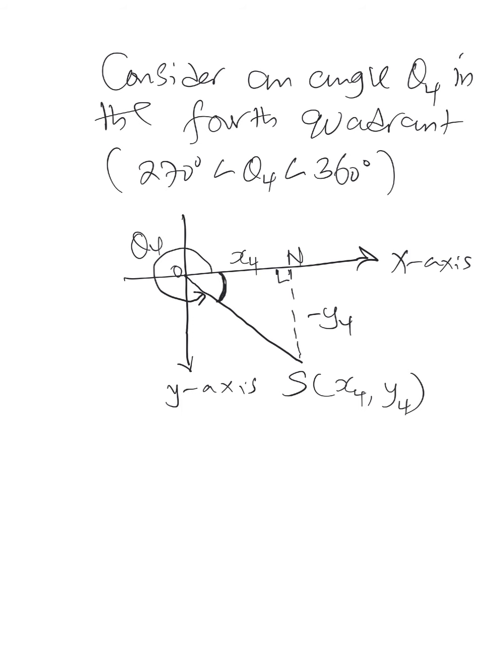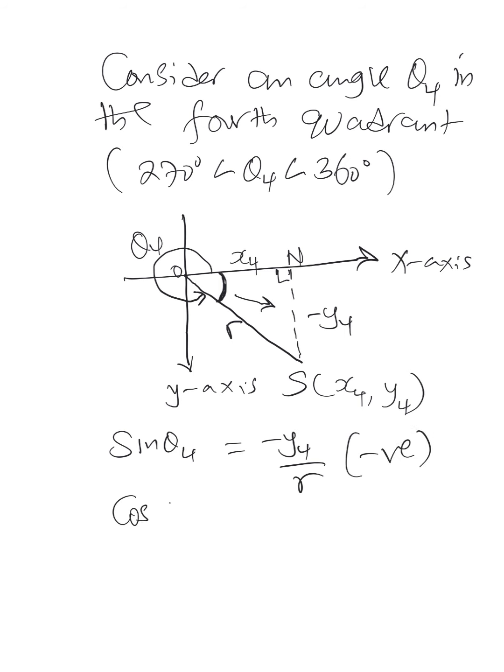Okay, so what is the sine of theta 4? What is opposite that angle? It's a minus y4 over r, and this is a negative ratio. What about the cosine of theta 4? It is x4 over r, and this is positive because the x value there is positive. When you're plotting coordinates in the fourth quadrant, x is positive, y is negative.